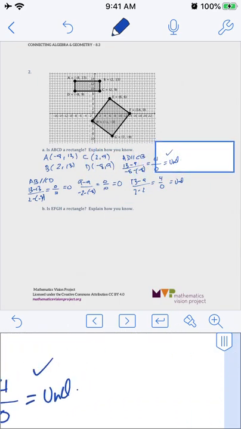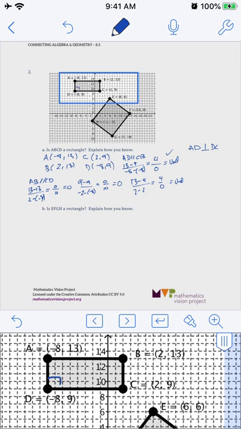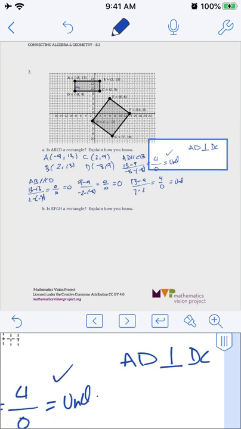Next, we need to check, is AD perpendicular to DC? Is this a 90-degree angle? That's the question. We kind of have to check them all. Feel like Pokemon, gotta catch them all, right?